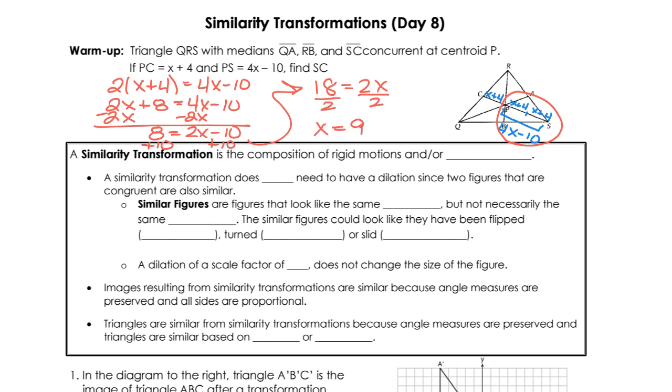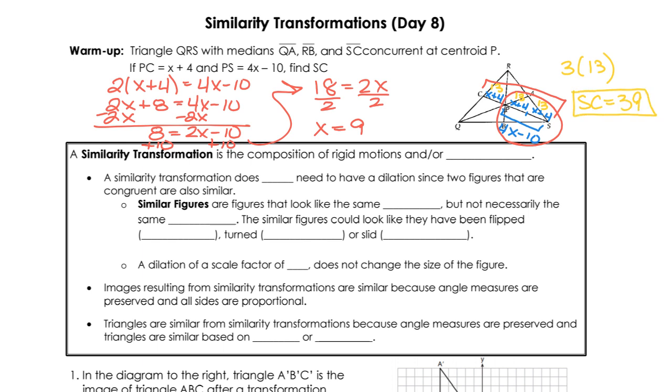However, they asked me to solve for SC. S to C is the length of the whole thing. So what I'm going to do is take my x plus 4, substitute in my 9 to get 9 plus 4, which is 13. And so 3 13s would give me an SC length of 39.